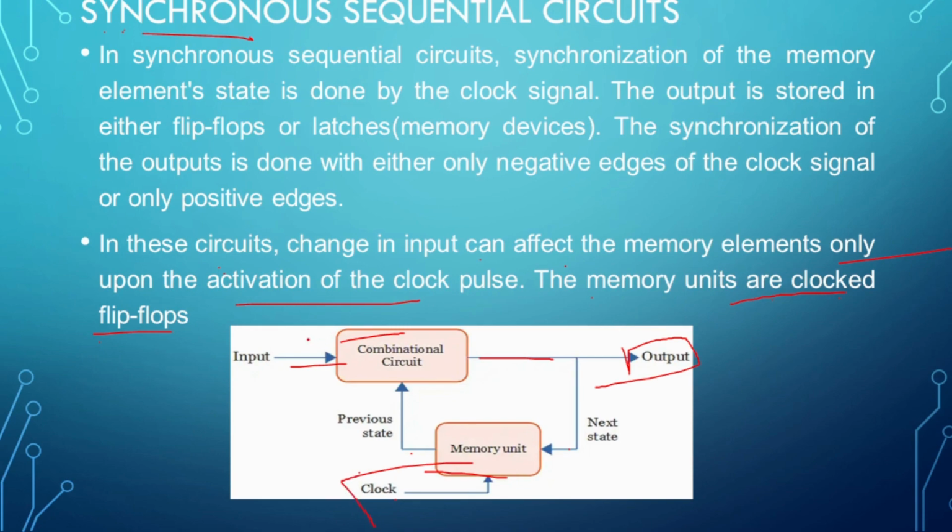If the circuit isn't connected with the clock, it is called only a sequential circuit. If the clock is connected with the memory element, then the circuit is called a synchronous sequential circuit. The difference between asynchronous and synchronous is that in asynchronous there will be no clock, but in synchronous there will be a clock, and the clock is connected with the memory element to provide an output.